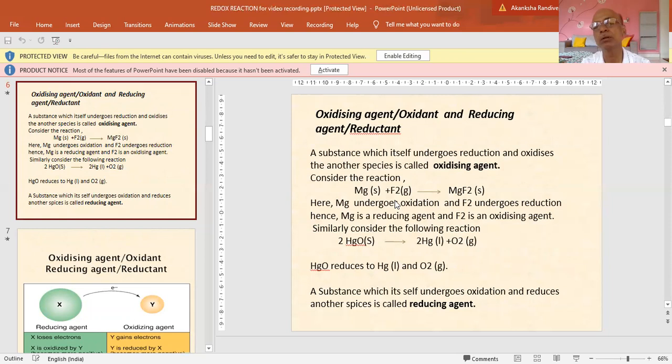Now, let us consider the oxidizing agent, also called oxidant, and the reducing agent, also called reductant. What is an oxidizing agent and reducing agent? That we have to study now. A substance which itself undergoes reduction and oxidizes another species is called an oxidizing agent.